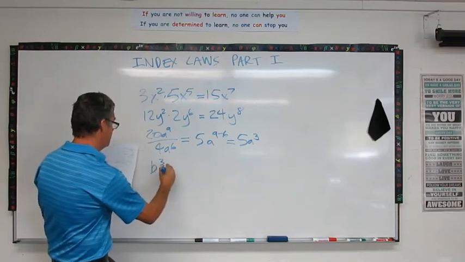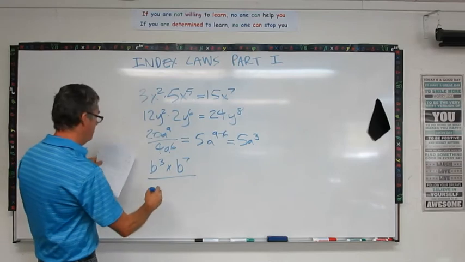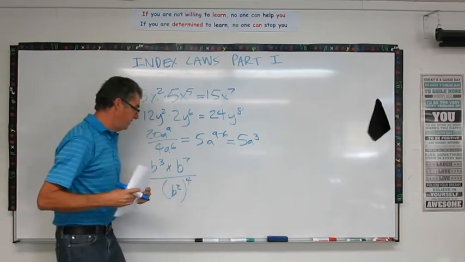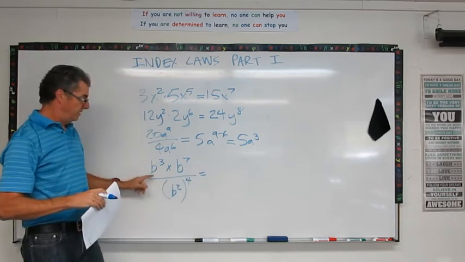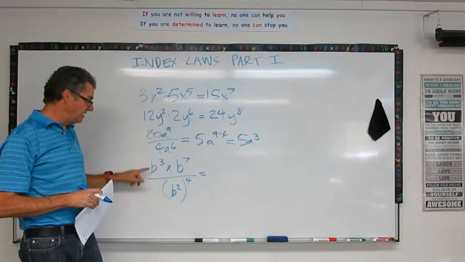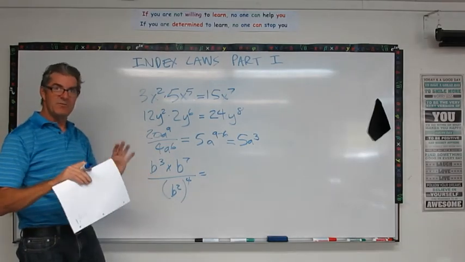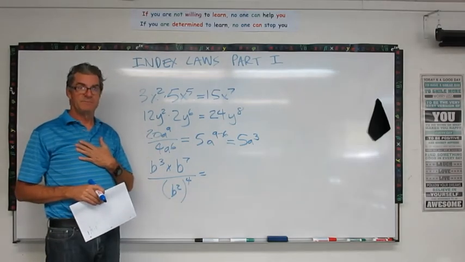b to the third times b to the 7 over b squared to the fourth. Okay, so don't freak out. There's a lot going on here, and you might be looking at this going, whoa, what are you doing? You can do this, I promise you. So I'm going to see what you can do. Pause the video, give it a shot.